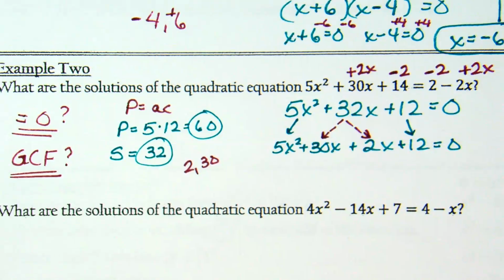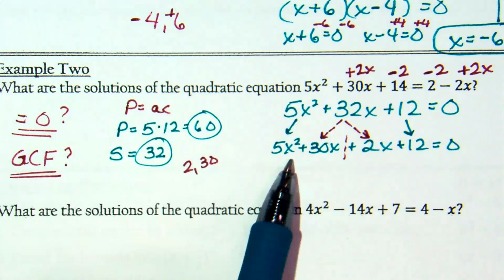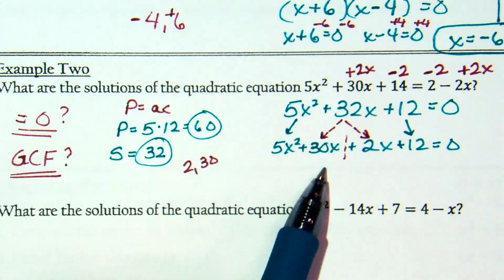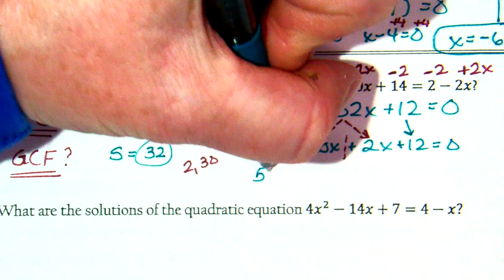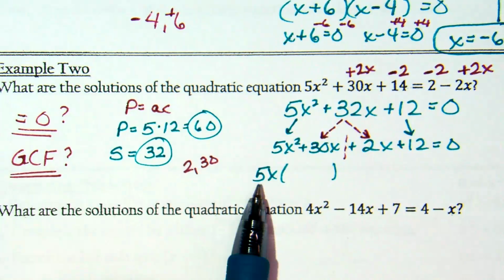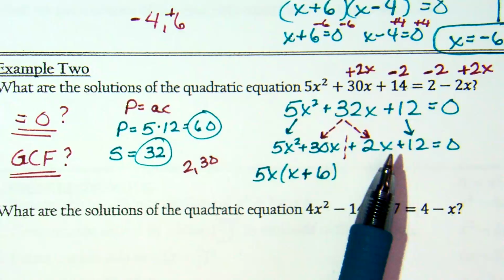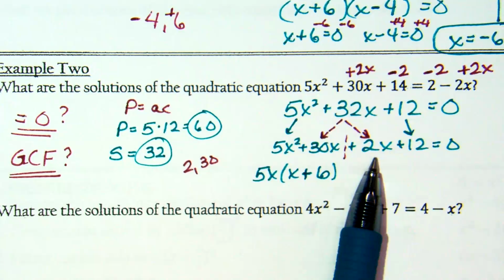Okay. I got 4 terms here, guys. What do we do with the 4 terms? Split them in half. GCF of the first 2: 5x. There'll always be an x in those first 2. I'm going to put my 5x out front. What remains in my parentheses? 5x squared divided by 5x leaves me with x, and 30x divided by 5x leaves plus 6.